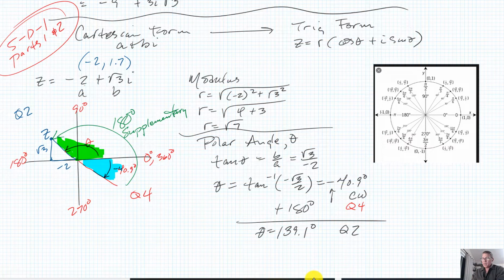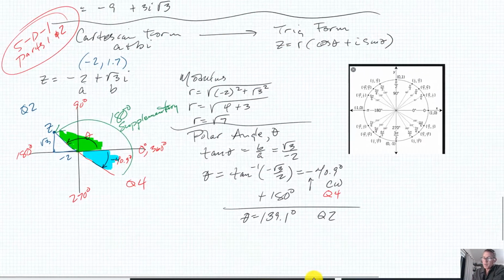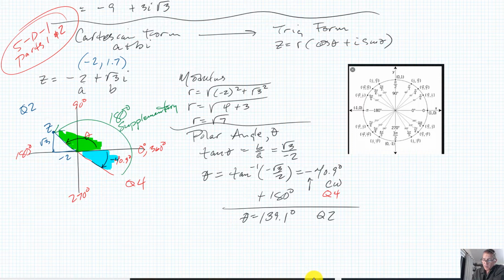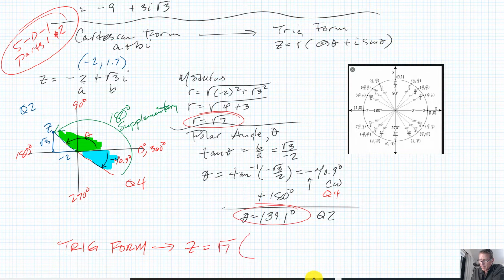Now I started off with a trig example here, meaning it requires a calculator. So trig form, let's finish up. z is equal to, you've got a modulus here, and we've got our polar angle here. So root 7 times cosine of 139.1 degrees plus i times the sine of 139.1 degrees. And that is trig form. This one here is calculator required.